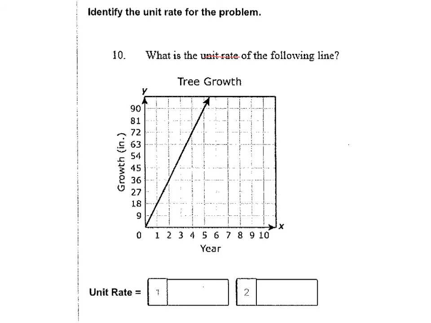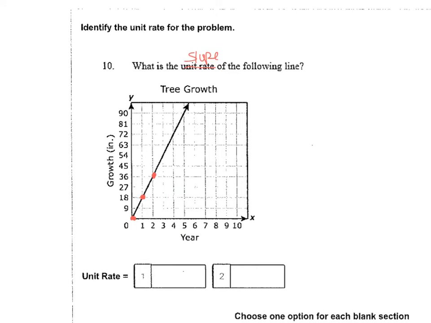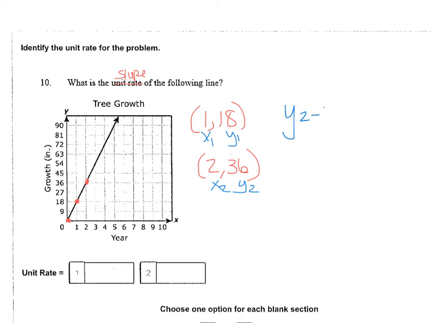Same thing on this one, unit rate. Same thing as slope. 0, 0, and I'm going to use 2, 36 also. Or you could even use 1, 18 and 2, 36 just to mix it up. You could do that too. So 1, 18, 2, and 36. So x, y, my 1s and my 2s. Use your formula and plug those numbers in. And then divide.